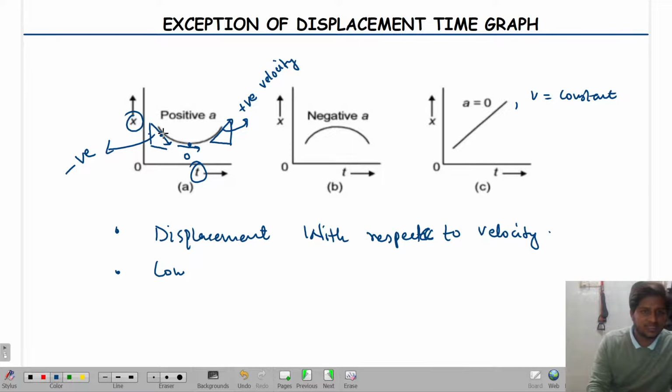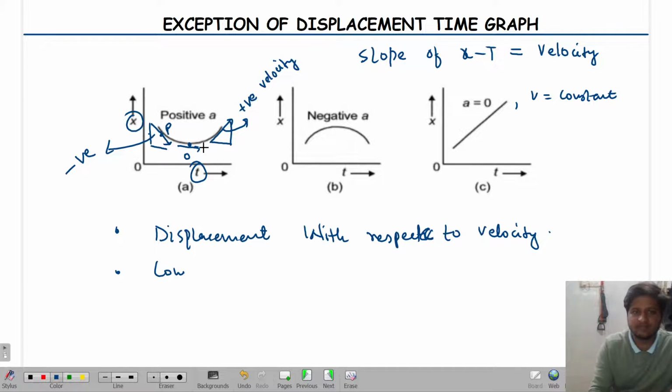So try to understand, at this point if I draw the slope, it is a negative slope. First important thing, slope of the position time graph gives you velocity. What we observe at this point P is that the slope of the position time graph is pointing downwards. That means the velocity is negative. Here the slope of the position time graph is flat. That means velocity is 0. At this point C, the slope of the displacement time graph is upward. That means velocity is positive. We know now what is happening. From negative velocity I'm going to 0 velocity, then to positive velocity.